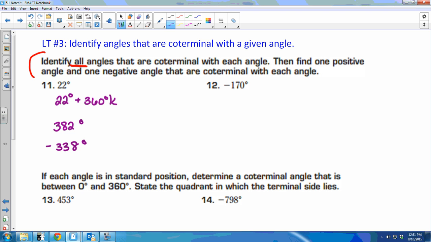Negative 338, right? All of those, 22, 382, negative 338, they're all coterminal. If I drew them all and took the spiral off, they would all look the same, right? Okay, so same thing for the other one. Negative 170 degrees plus 360k represents all possibilities because you keep adding and subtracting. If I want a positive version, I can add 360 and get 190. If I want another negative, I would subtract 360 and get negative 530.